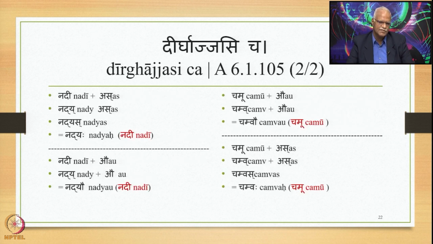And here are the examples. Nadi plus as. This is the example of Jas. So, Nadi plus as, and we don't apply the Purva Savarna Dirgha, we apply rather Yanadesha, and so we get the form Nadyaha. Similarly, Nadi plus au. So, this is the Dvivachana and this is the Ich following, and so Nadi plus au, once again Purva Savarna Dirgha does not happen. We apply the Yan Sandhi, and so we get the form Nadyau.